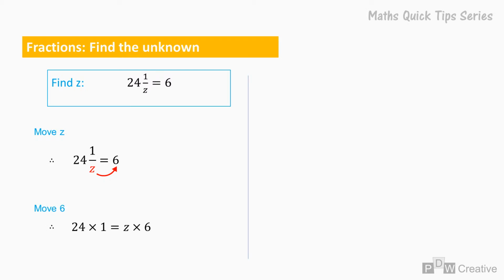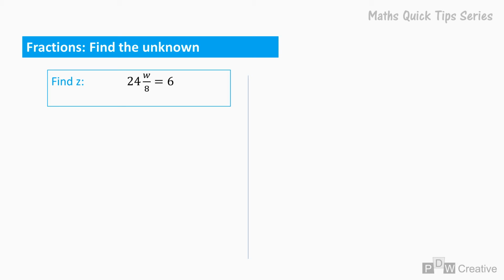Now we need to move 6 in the other direction. So multiply by 6 becomes divide by 6. We can now solve, and so z equals 4. Okay, so fairly simple.